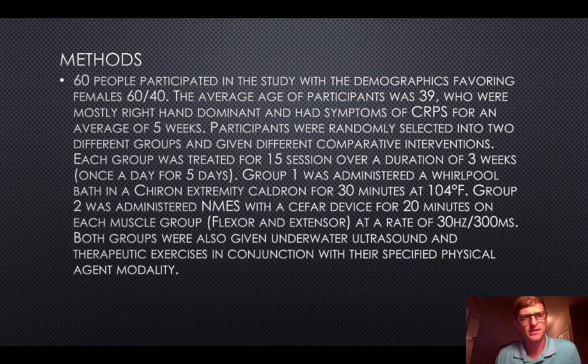The methods of the study. In this study there were 60 total people who participated, 30 in each group. There were more females than there were male, and this is because some of the literature shows that there are more females that are diagnosed with chronic complex regional pain syndrome than men. The average age of the participants was around 39, between 28 and 56. They were mostly right hand dominant and had symptoms of CRPS for an average of 5 weeks.